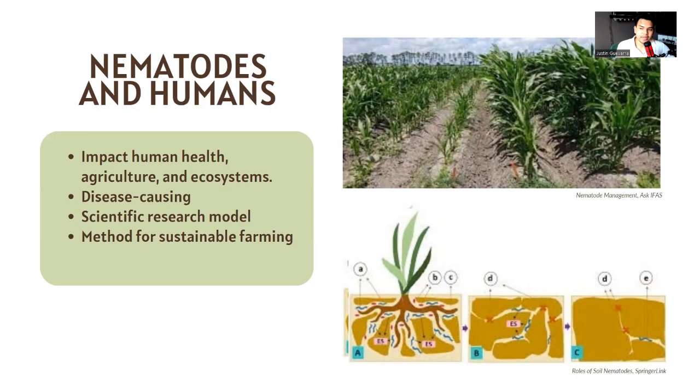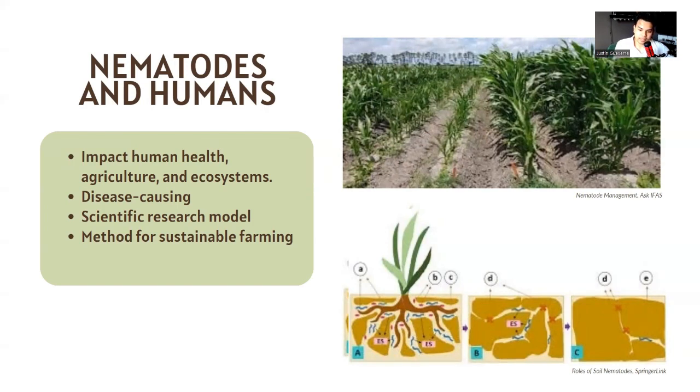But on the plus side, they are used in scientific research as model organisms to study genetics, development, and disease. One well known nematode is the C. elegans, as it has contributed significantly to our understanding of biology and has been instrumental in many scientific discoveries. Certain nematodes are used as biological control agents, as mentioned before, to reduce the need for chemical pesticides and promoting sustainable farming practices.